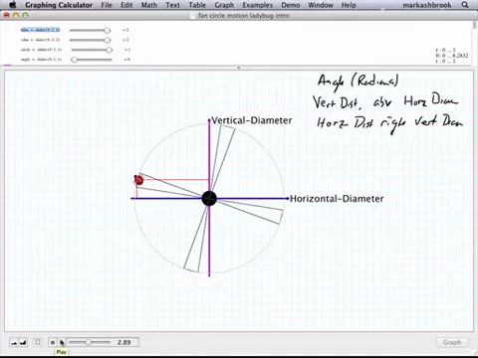If we knew the vertical distance at 2.89 above the horizontal diameter, and the horizontal distance to the right of the vertical diameter at 2.89, we'd have the exact location of the bug, right?